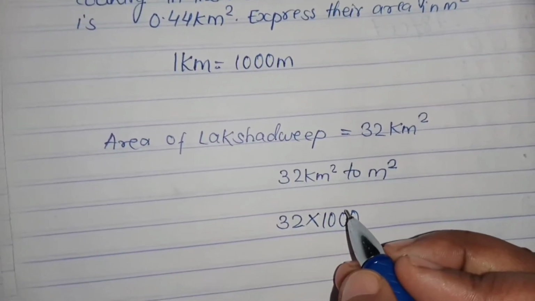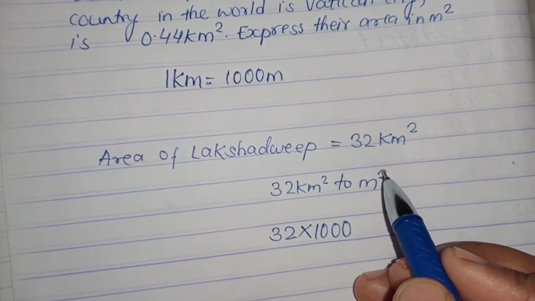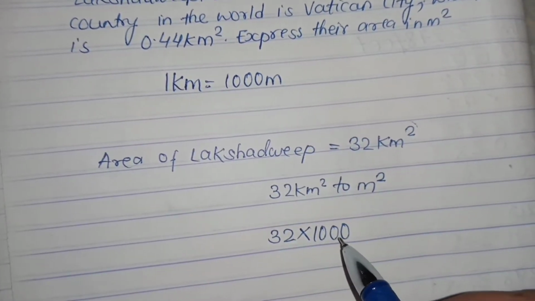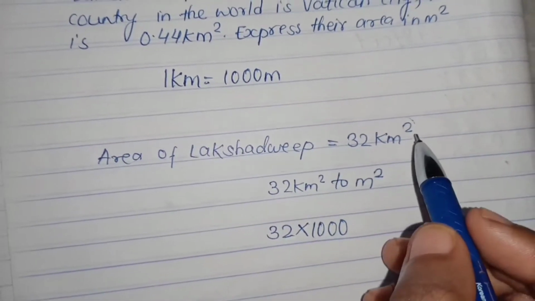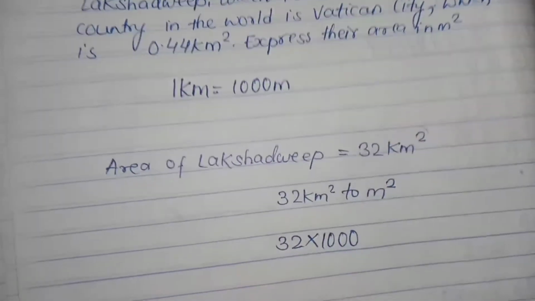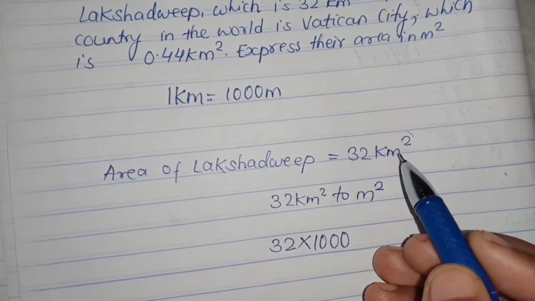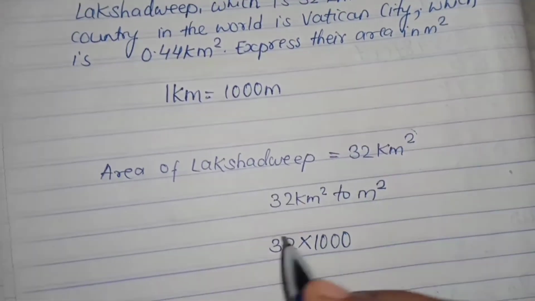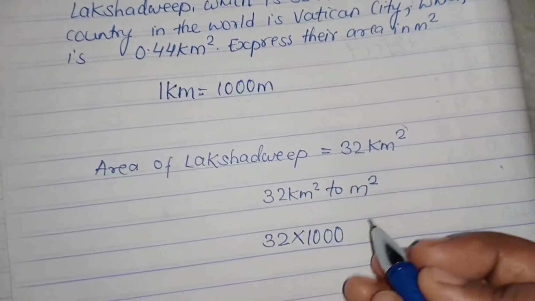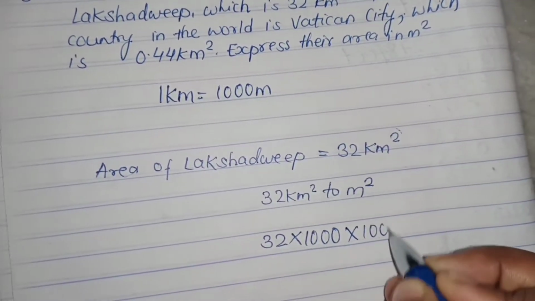But not one time, okay? Because you can see here square is there, and it is kilometer square, not kilometer. If it is just kilometer, then multiply by 1000 one time only. But here square is there, kilometer square is there. That means we have to multiply 2 times. Kilometer into kilometer. Okay, so 32 into 1000 we have done, but here it is kilometer square. That means one more time we have to do. Then only we will get meter square into 1000.